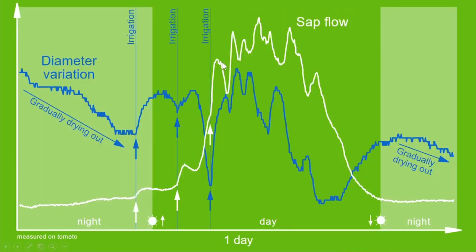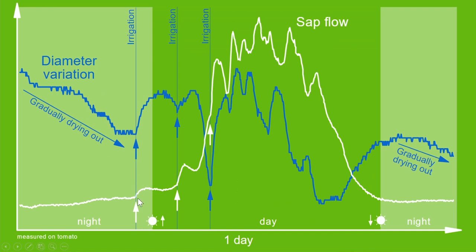Yes. Another example of what we can measure is, of course, irrigations. So what we see here is a substrate that is very dry. During the night, it becomes very, very dry until here when we give our first irrigation.